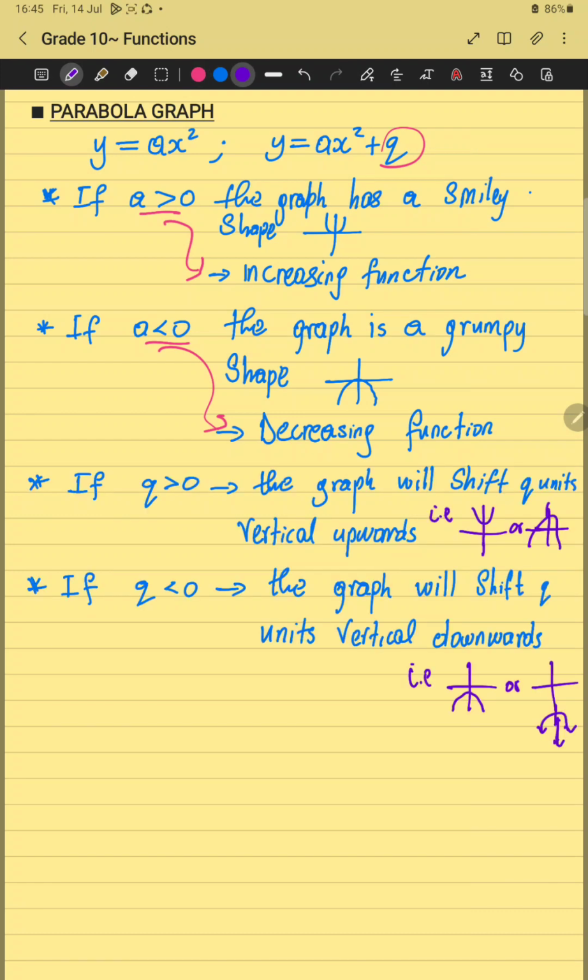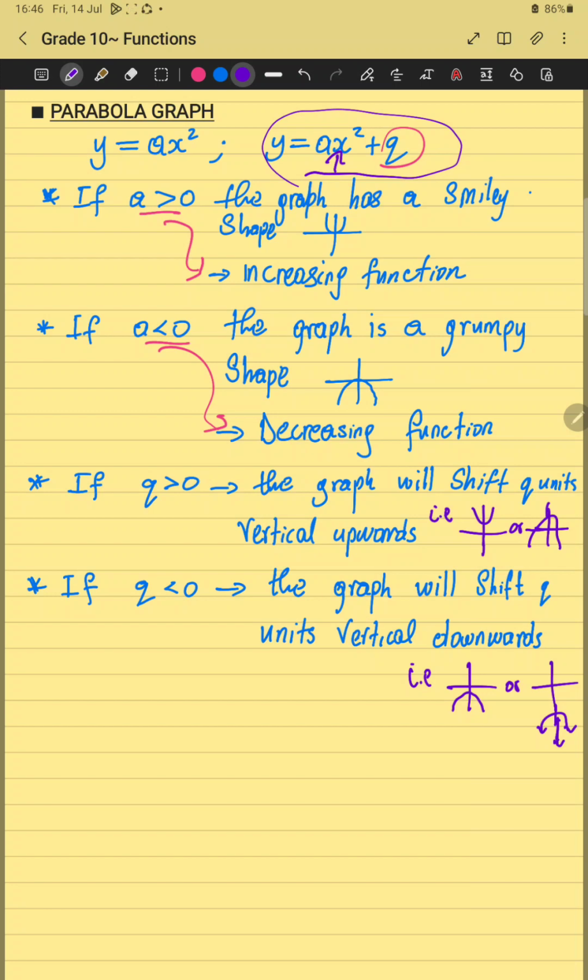So these are the values of Q. This is how Q affects the graph. Alright, now if we want to find the coordinates of the turning points in this form, we're going to substitute x by 0 and then solve for q.